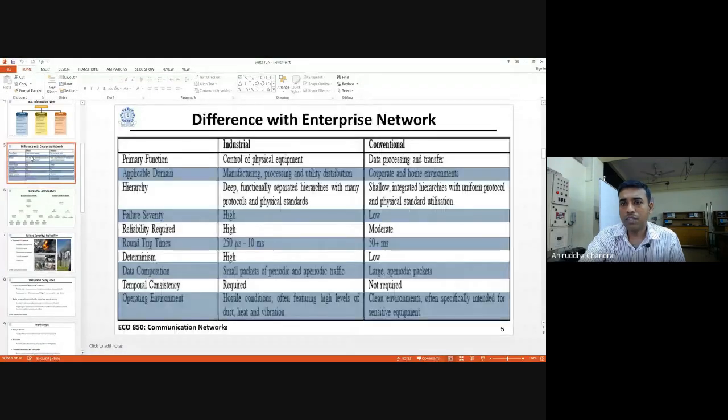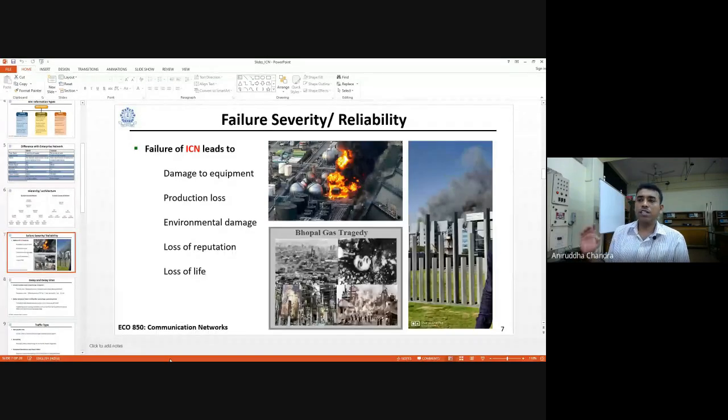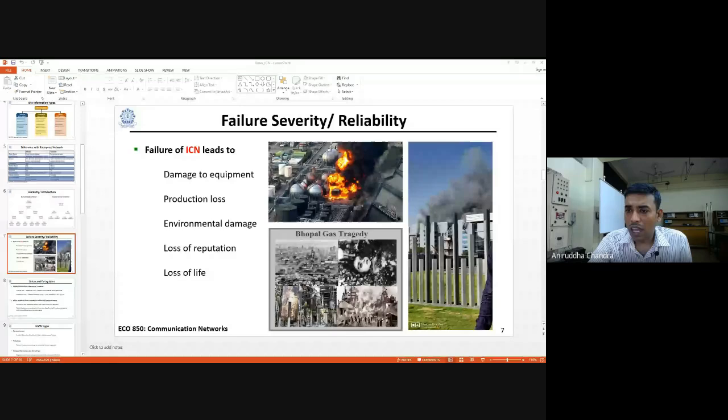The other thing is, we were talking about failure severity. Let us talk about why the failure severity is high in industrial networks. So I'll show this slide. This slide shows three cases on the right-hand side. Of course, the bottom picture is about the Bhopal gas tragedy. Can you identify the other two? I hope people are there and you have your chat box. They are some kind of industrial disaster.